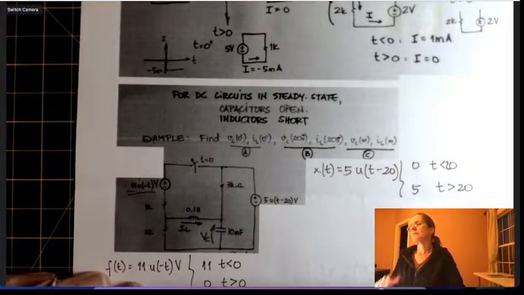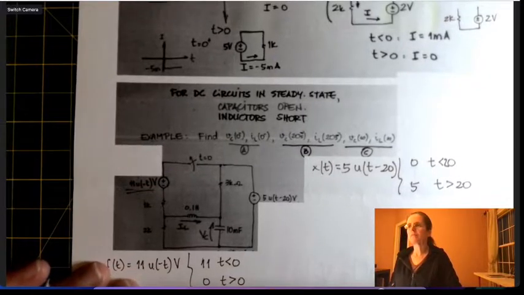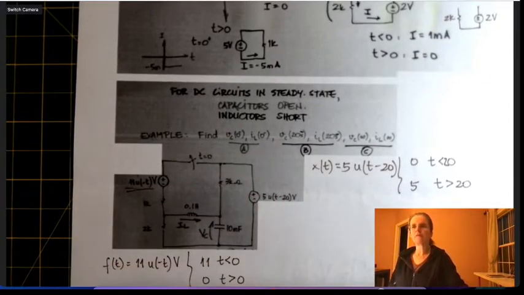If you don't understand this, please post questions on this video, post comments. Next, I'm going to solve this circuit here.